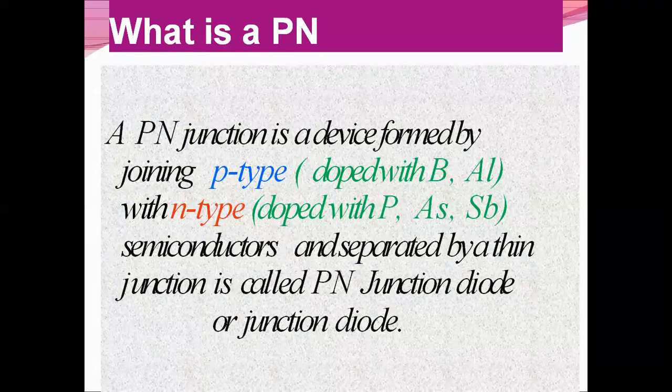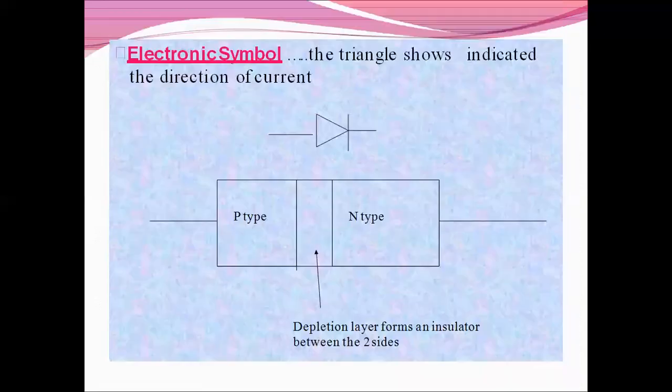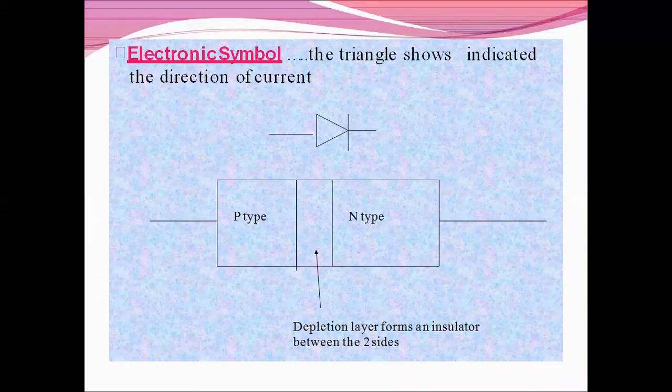Now we are going to see what a PN junction is. It is a device formed by joining P-type, doped with boron or aluminum, with N-type, doped with phosphorus or arsenic, semiconductor and separated by a thin junction; it is said to be a PN junction diode or junction diode. This is the symbol of the PN junction diode. The triangle indicates the direction of current. The depletion layer forms an insulator between the two sides of the P-type and N-type semiconductor.